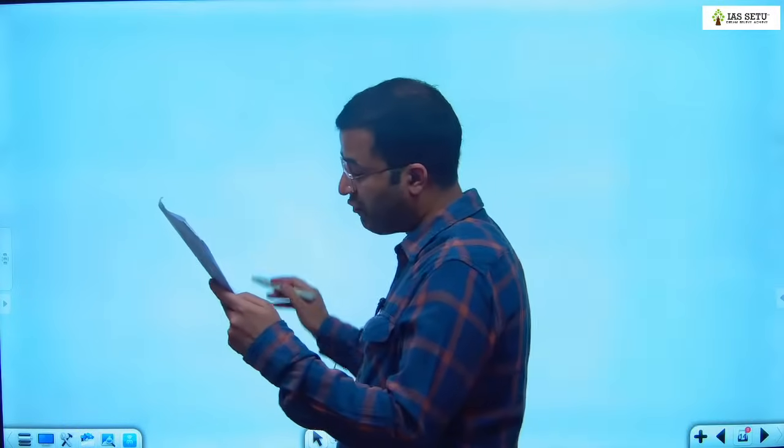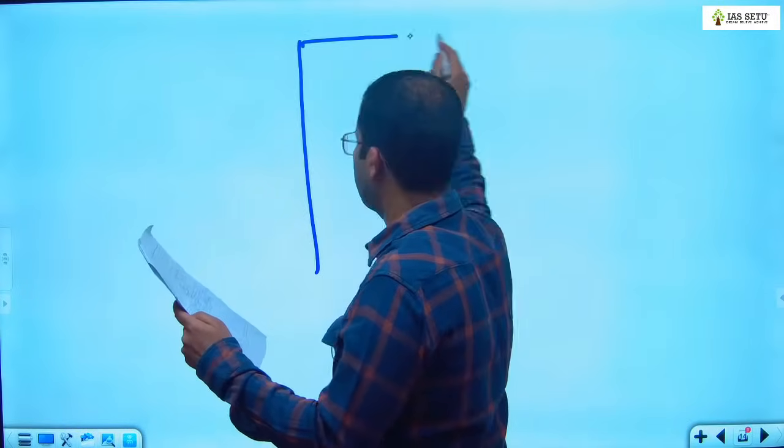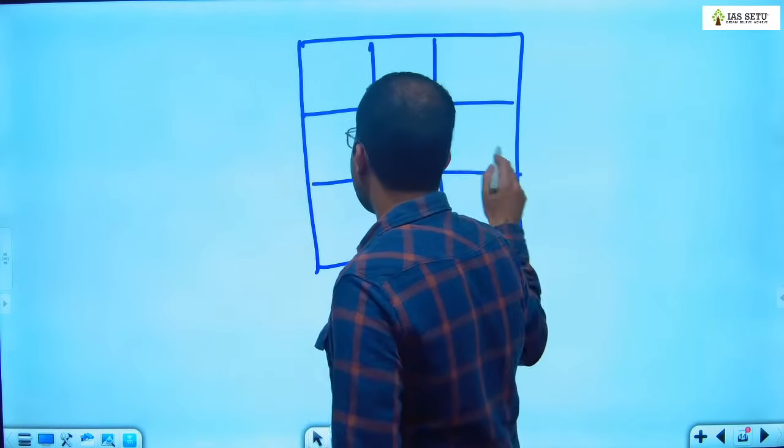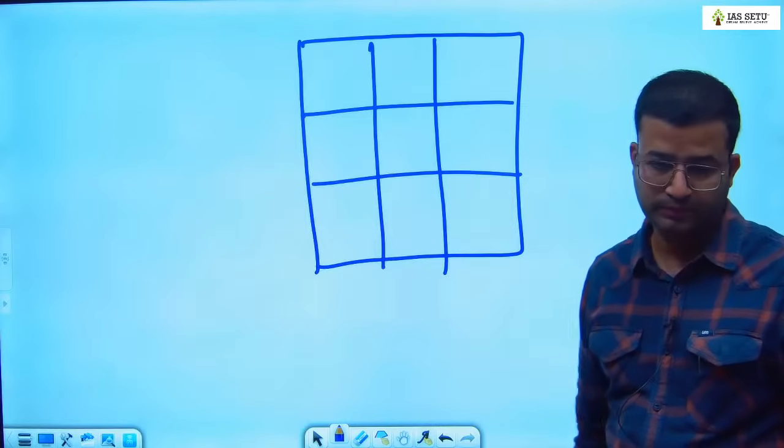There is a doubt. There are 5 identical balls. We have these boxes like this. At least 1 ball in each row.